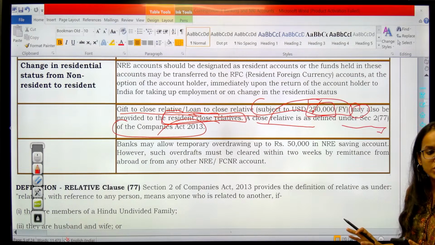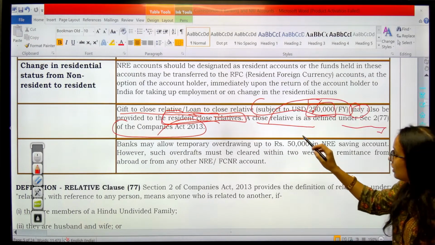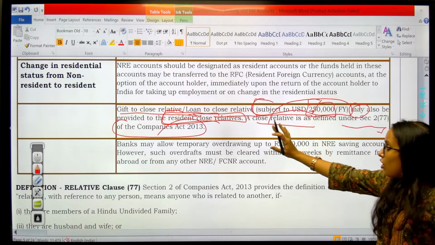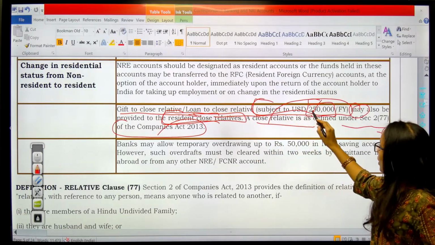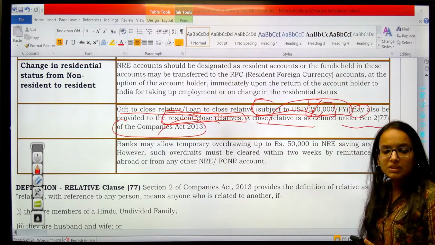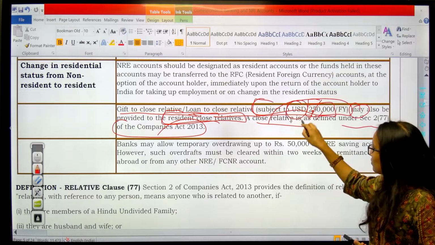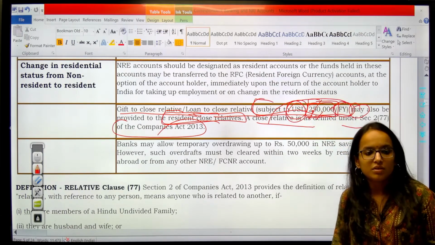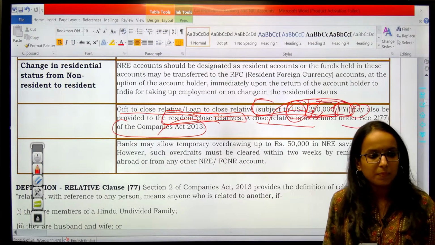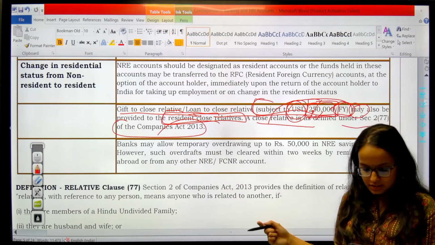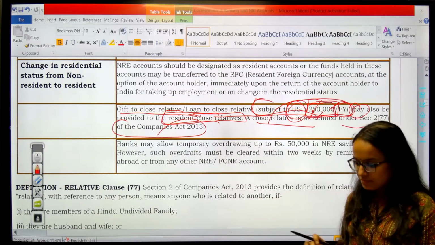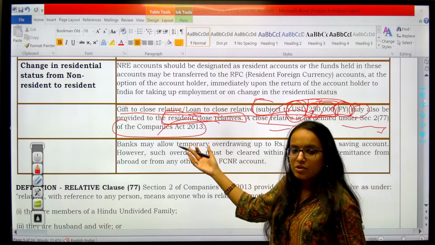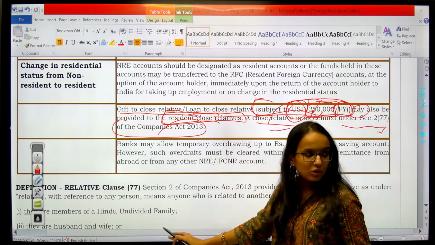Are you getting this point? Not more than that. So that can be a gift amounting to this much, or a loan to a close relative only up to 2,50,000 USD in a financial year. Right? So this is another provision. Again, close relative is defined by your Companies Act 2013, which we will look at right now.